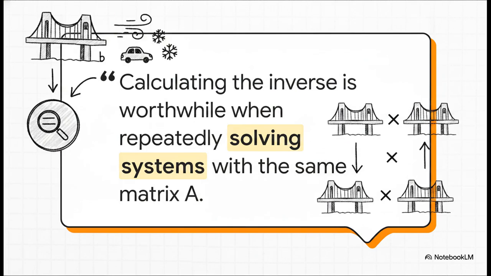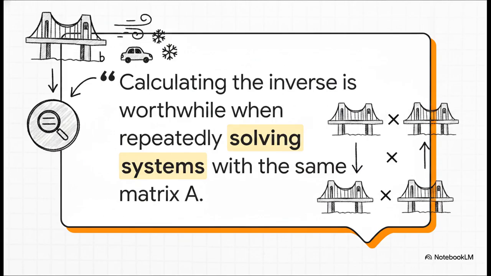Now, you might be wondering why go through all this trouble. Well, to quote your course notes, calculating the inverse is worthwhile when repeatedly solving equation systems with the same matrix A and different right sides. Let me put that into perspective. In real-world engineering, matrix A usually represents the fixed, physical properties of a structure, like say the stiffness of a bridge. The right side, that vector B, represents external loads: cars, wind, a heavy snowfall, you name it.